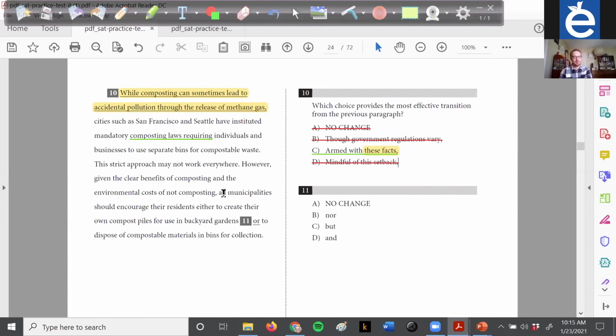And as we get down here, we're saying all municipalities should encourage their residents either to create their own compost piles for use in backyard gardens or to dispose of compostable materials in bins for collection. Well, here's something you may or may not know. You've probably heard of either-or categories. It's always either or, neither nor, both and. So really only or matches with the either we already have. We would never say either nor, and either but doesn't make any sense. That one is no change. That's perfect as is.